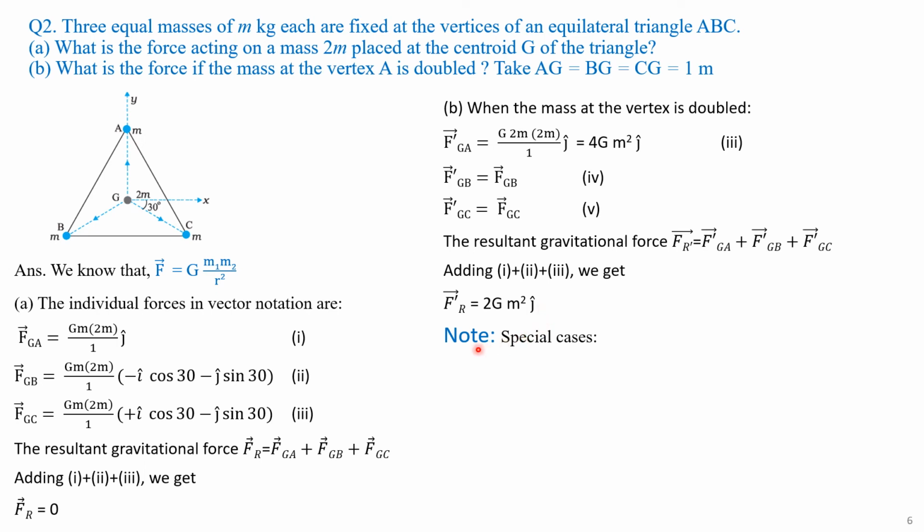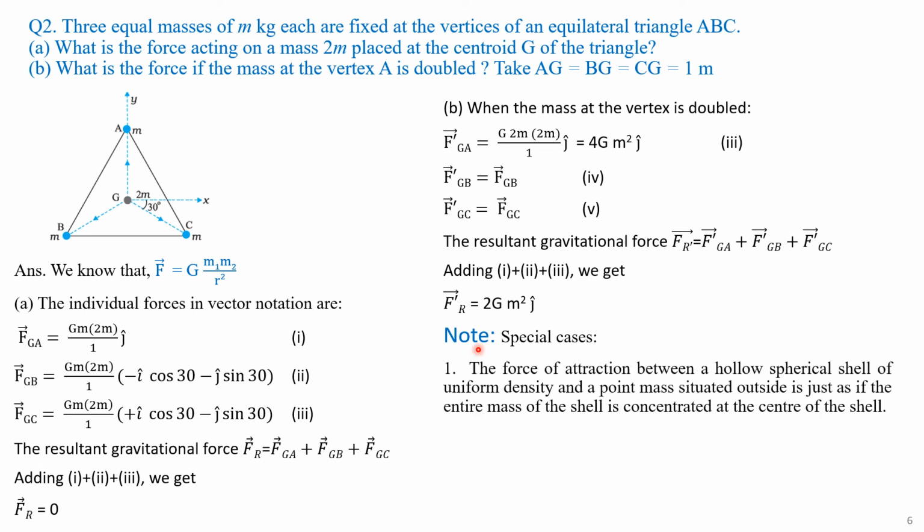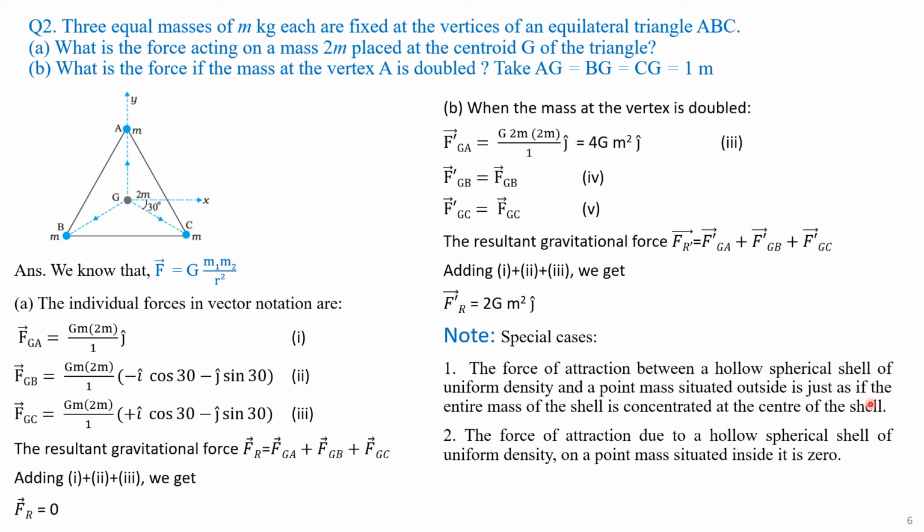Now, we will note some special points about the special cases. The force of attraction between a hollow spherical shell of uniform density and a point mass situated outside is just as if the entire mass of the shell is concentrated at the center of the shell. Point number 2. The force of attraction due to any hollow spherical shell of uniform density on a point mass situated inside is 0. Hence, the force of attraction due to a hollow spherical shell is 0.